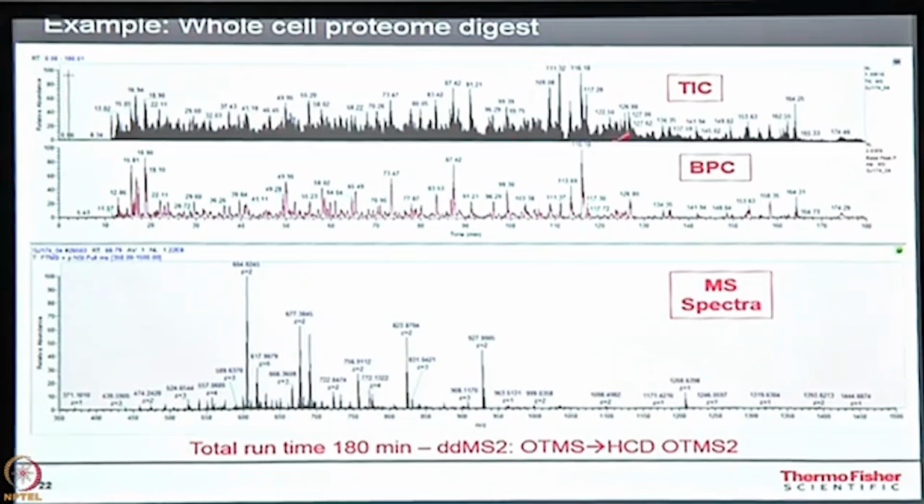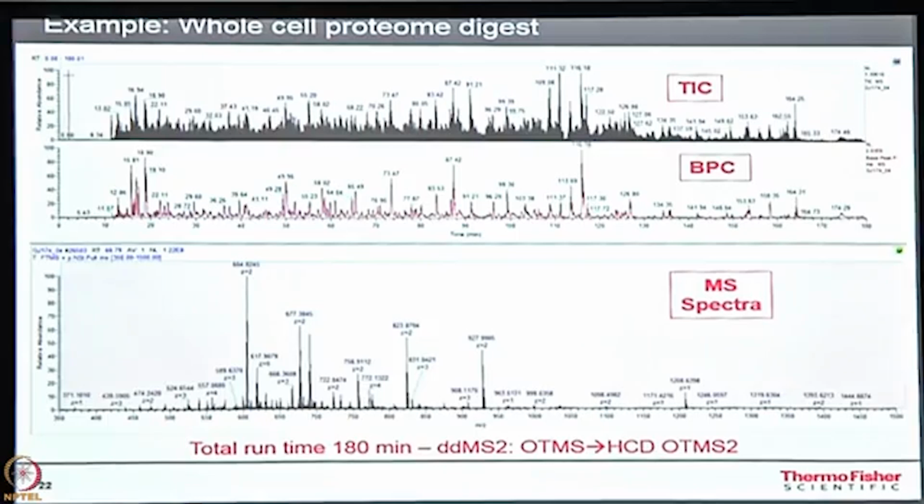Now if you click anywhere, you will get an MS spectrum like this. This is the real MS spectrum, where the x-axis is the m/z, the y-axis is the relative abundance, and you will see different charge states there, +2, +3, +4. Because of ESI, you will get the different charge states.